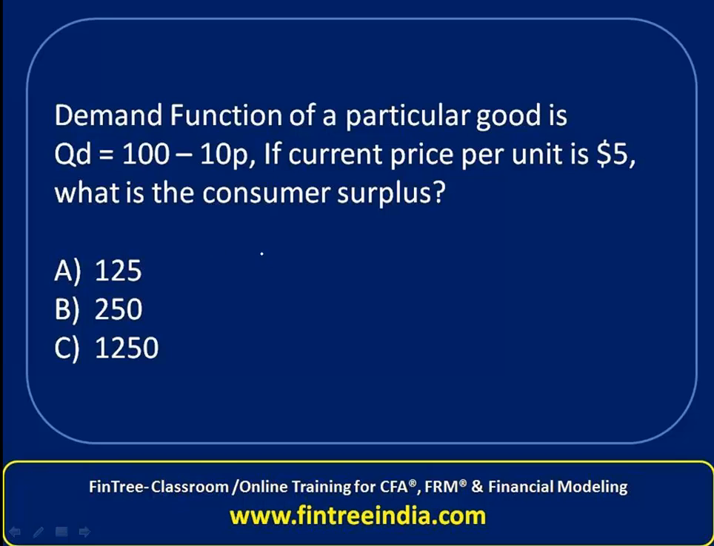Now there's a shortcut to solve a question like this on the exam. So what is the strategy? First, say half into the base of the triangle, which is always the quantity, so that would be 50, into the height of the triangle, which is actually the new intercept.